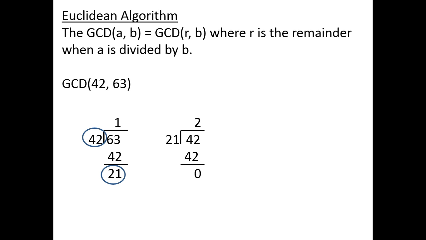So we know that when we have a 0 remainder, the number we divided by, the divisor, is a factor of the number. So we know that 21 is a factor of 42, and 21 was also a factor of 21. So the last divisor that you get once you have a remainder of 0 is your greatest common divisor. So in this case, the greatest common divisor is 21.